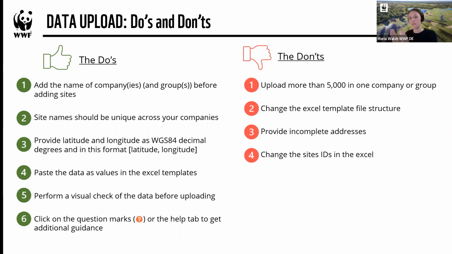So we're seeing all of those different columns of company name, site name, etc. Please don't switch them around or add columns in between. That will be tricky for the upload as well. Again, please don't provide incomplete addresses. And in the download later, please don't change the site IDs in the Excel.